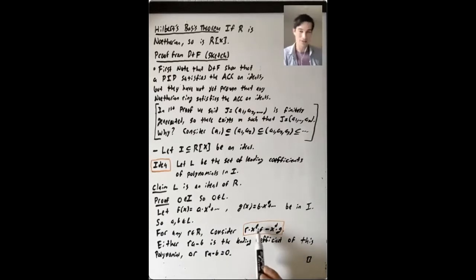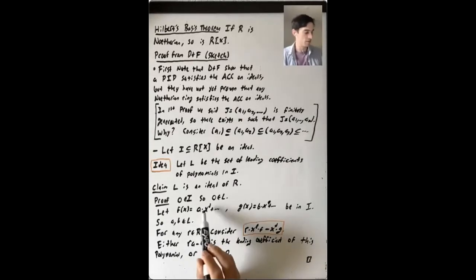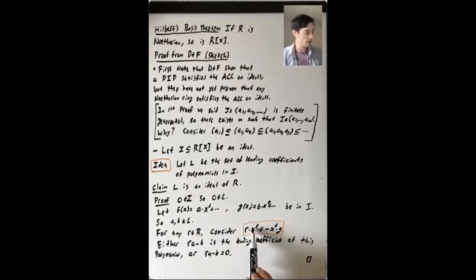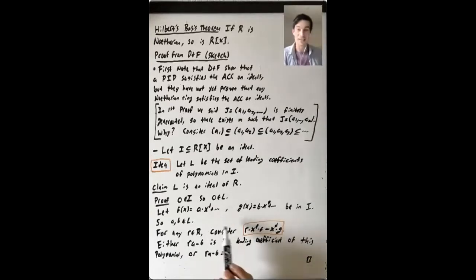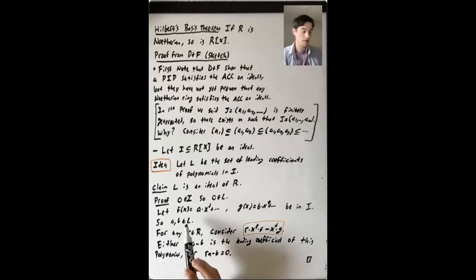Okay, so what's the degree of this first thing? Well, if r is not 0, this is going to be x^e times something of degree d. The lead coefficient should be r times a times x^(d+e) should be the leading term. And here we'll get b times x^(d+e). Okay, so what does that mean? Either r times a minus b is the leading coefficient of this polynomial. And in that case, r times a minus b would be in L, because clearly this is in I.